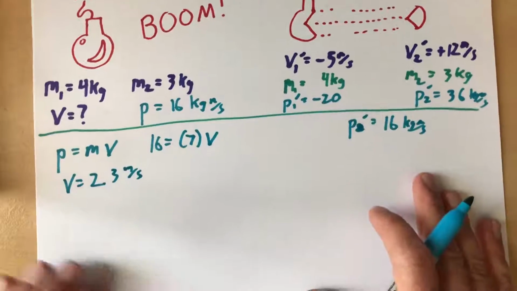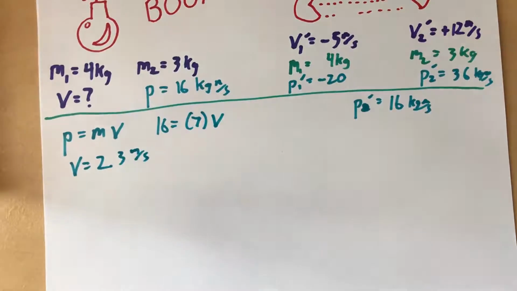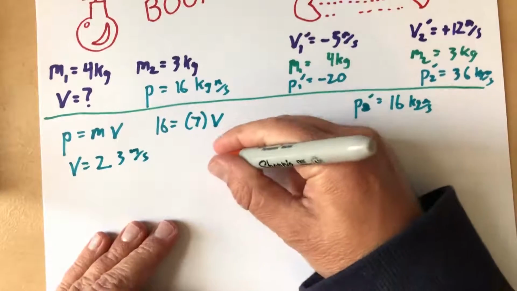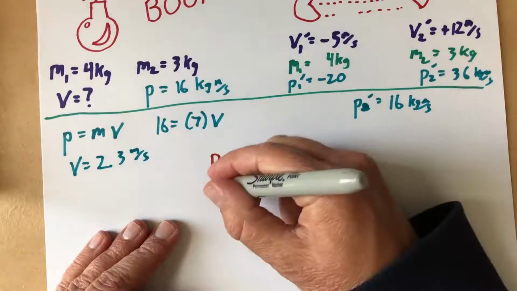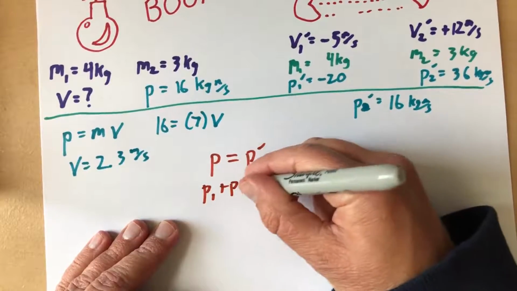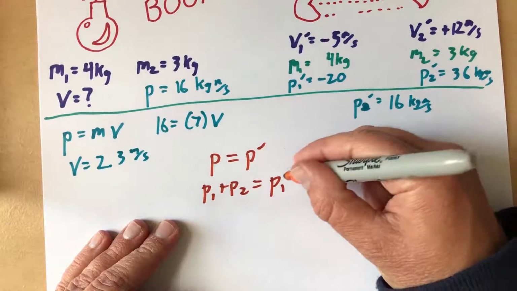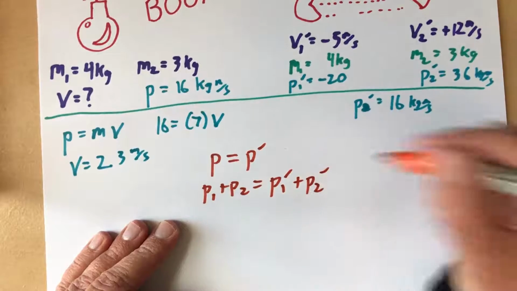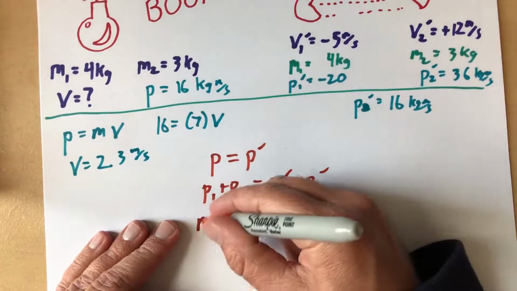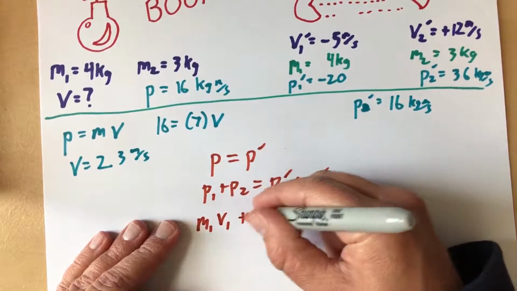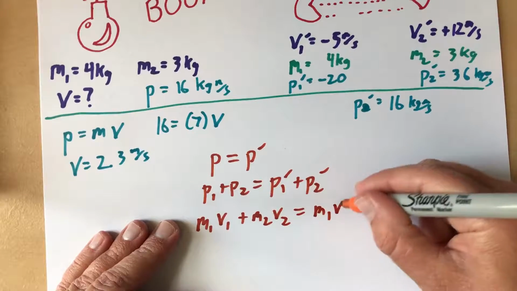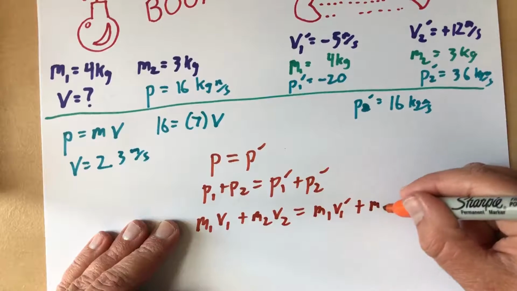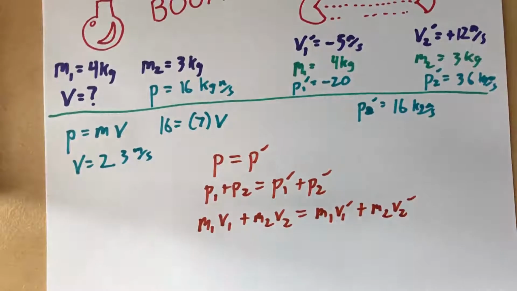Now, again, you could set this up with the big way that we have been doing it, the huge equation. You can say, without thinking, that the momentum in the beginning is equal to the momentum of the system in the end. That is to say, the momentum of object 1 before plus the momentum of object 2 before is equal to the momentum of object 1 afterwards plus the momentum of object 2 afterwards. And that would be the mass of object 1 times the velocity of object 1 plus the mass of object 2 times the velocity of object 2, equals the mass of object 1 times the velocity of object 1 afterwards plus the mass of object 2 times the velocity of object 2 afterwards.